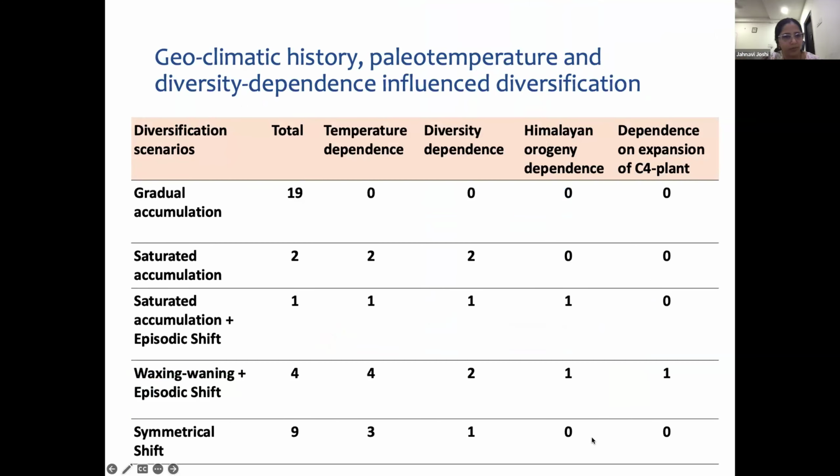Just to give you the flavor, of how many lineages had gradual accumulation, we found 19. 2 lineages were saturated, and we found the drivers were temperature dependence as well as density dependence. Both saturated and accumulation was found in 1 lineage, waxing and waning in 4, and symmetrical rate shifts were in 9. However, we didn't find any signature of adaptive radiation among these 34 lineages.